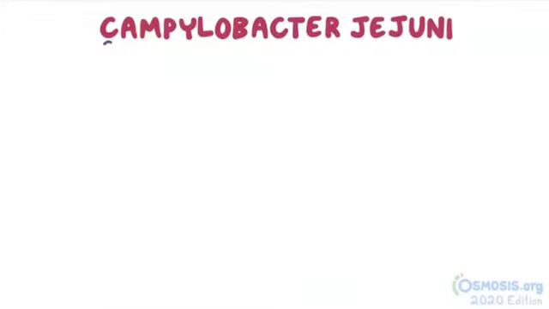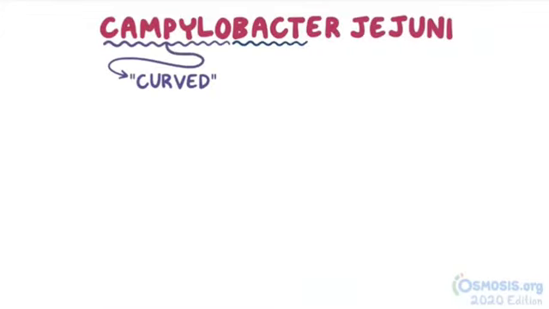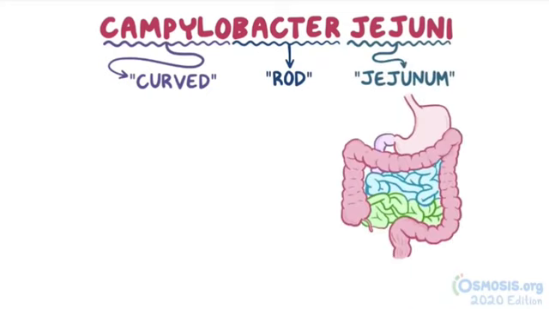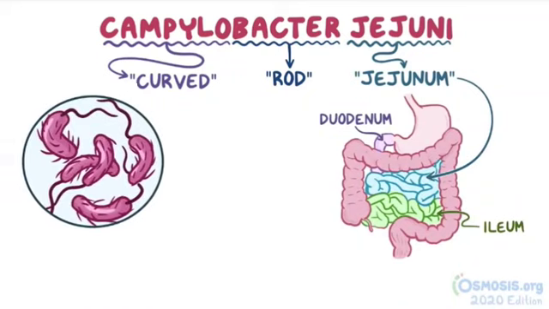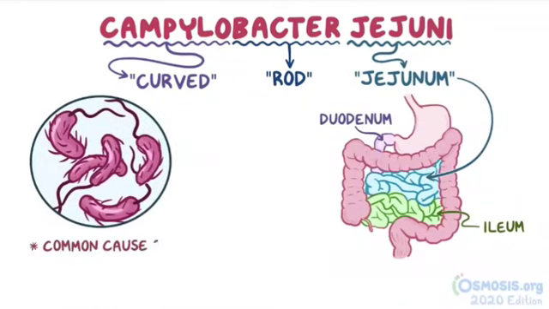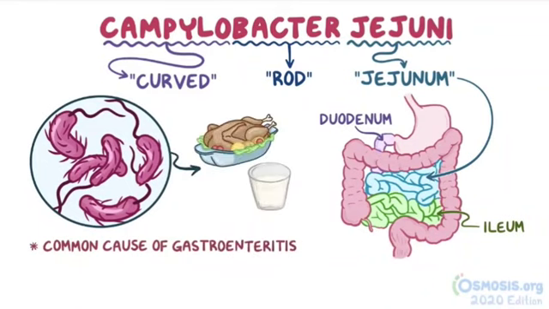Campylobacter jejuni. Campylo means curved, bacter means rod, while jejuni refers to the jejunum, which is a segment of the small intestine found between the duodenum and the ileum. So Campylobacter jejuni is a comma-shaped bacteria, and it's one of the most common causes of bacterial gastroenteritis worldwide. It's commonly found in foods like poultry and unpasteurized milk.